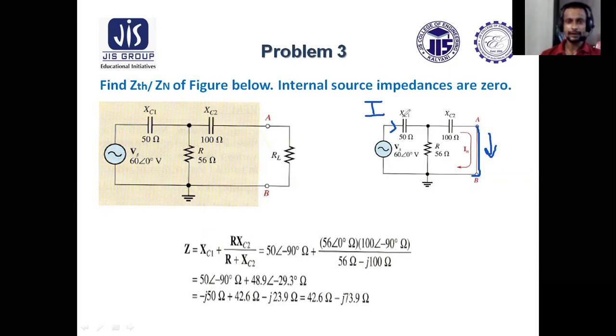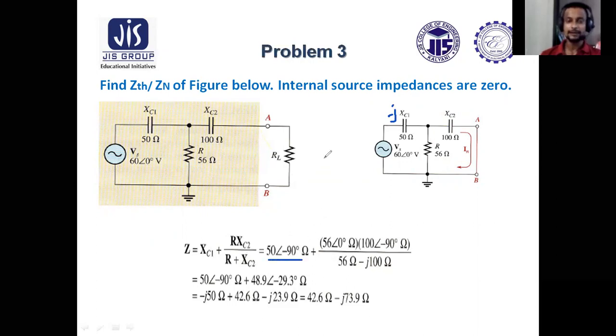So to find this total current I, we must know the total impedance of the circuit. The current will be flowing like this, so the total impedance will be the parallel combination of these two. With this parallel combination, this XC1 will be in series. So XC1 plus R into XC2 by R plus XC2. XC1 is 50 ohm. As always, a capacitor will be associated with minus J, so it will be 50 angle minus 90.